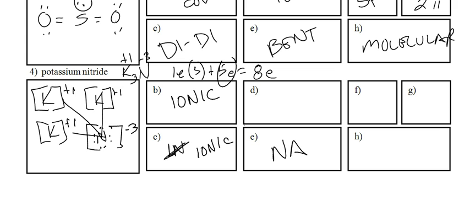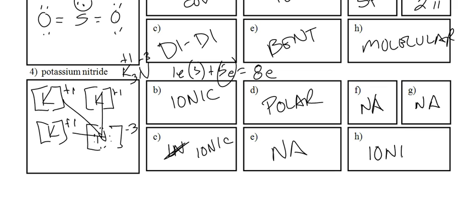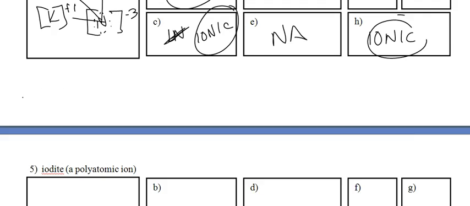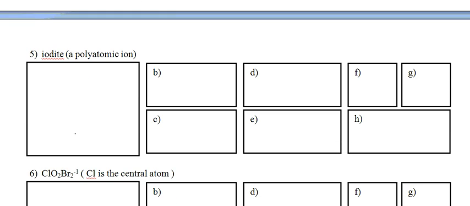Okay. This does form a polar compound, since it is ionic. And the hybridization, we don't have any, since there's no sharing of electrons. Sigma and pi, we also don't have any, since there's no sharing of electrons. And the type of solid this would form is an ionic solid. So we like ionic compounds because we get to use that name quite a bit. All right, number 5. A couple more, I think.